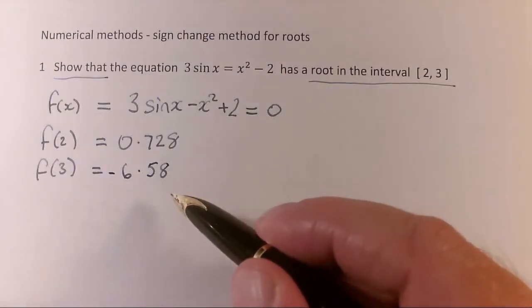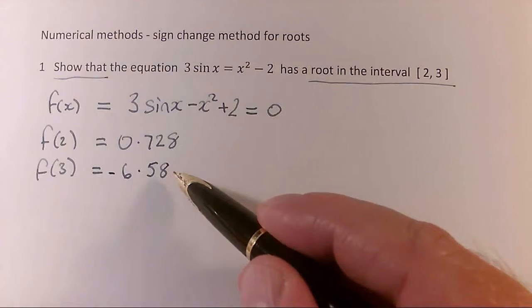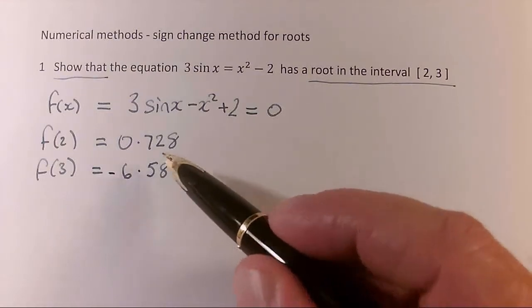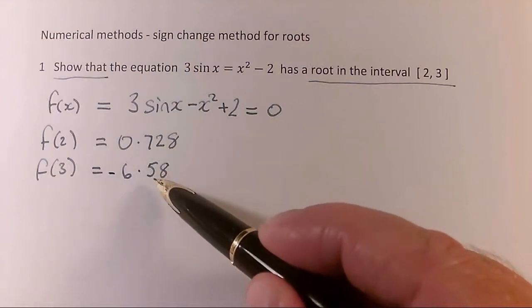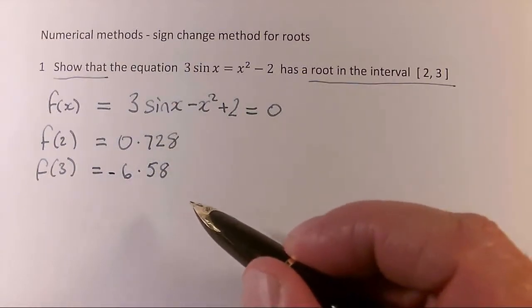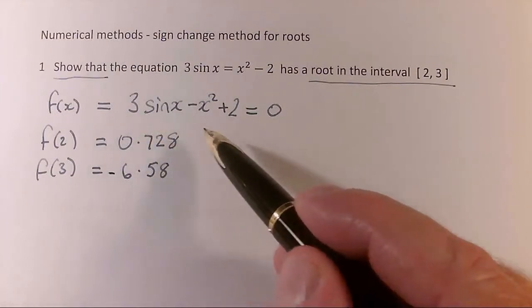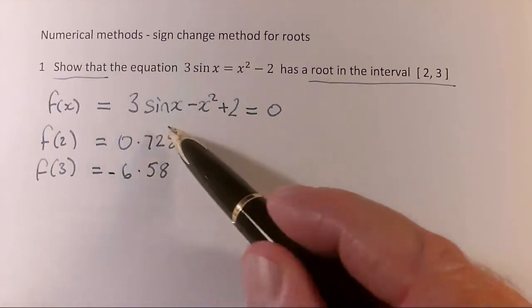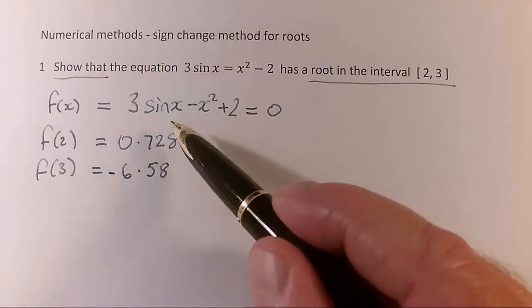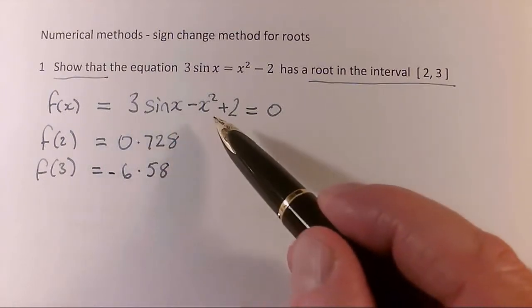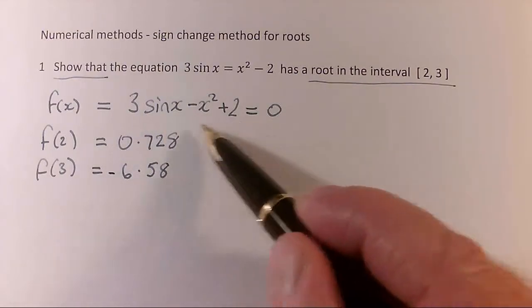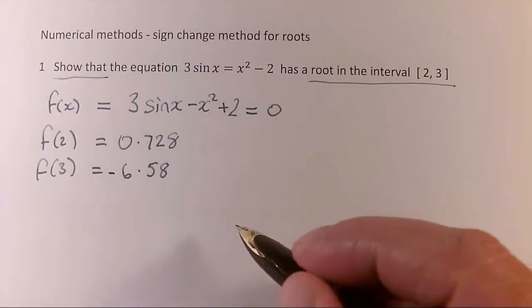And again, I'll go to 3 significant figures. But in fact, all I care about with these two values is that they have different signs. If it's positive here and negative here, then at some point between it should have gone through naught, as long as we're dealing with a continuous function. So do I know this function has got no breaks in it? Well, it's got nothing like an asymptote, and I know that because I know what sine x is like, I know what x squared is like, and obviously 2 is just a constant.